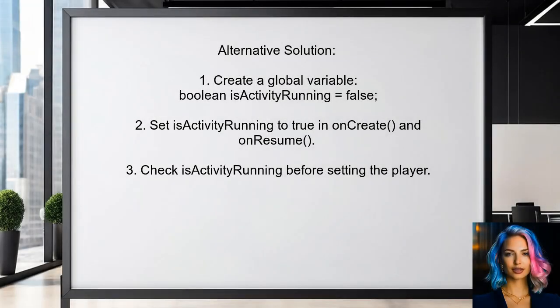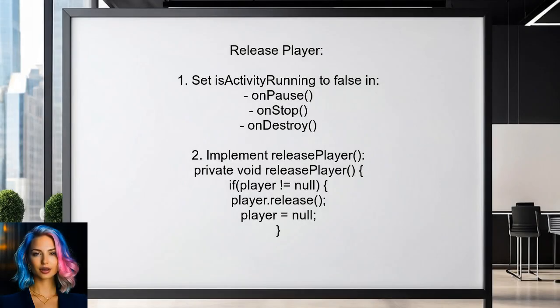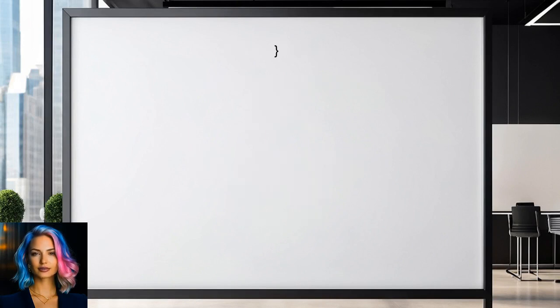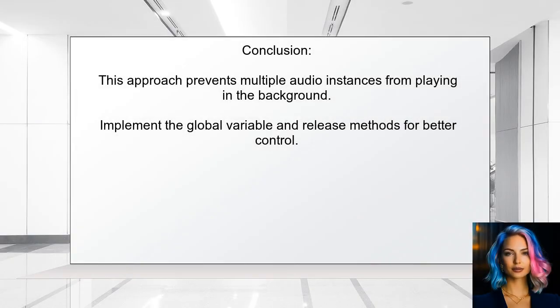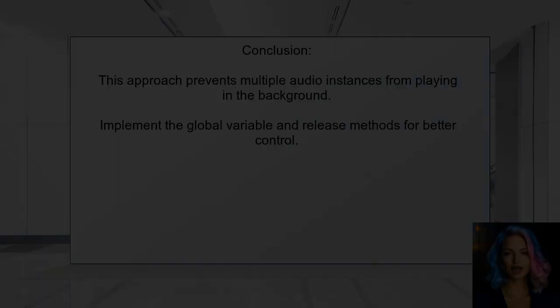An alternative solution provided by another user involves managing the activity state with a global variable. They suggest creating a Boolean variable called isActivityRunning. Set this variable to true in the onCreate and onResume methods and check its value before setting the player. In the onPause, onStop, and onDestroy methods, set isActivityRunning to false and release the player. The user also provides a releasePlayer method to handle player cleanup. This solution effectively prevents multiple audio instances from playing in the background.